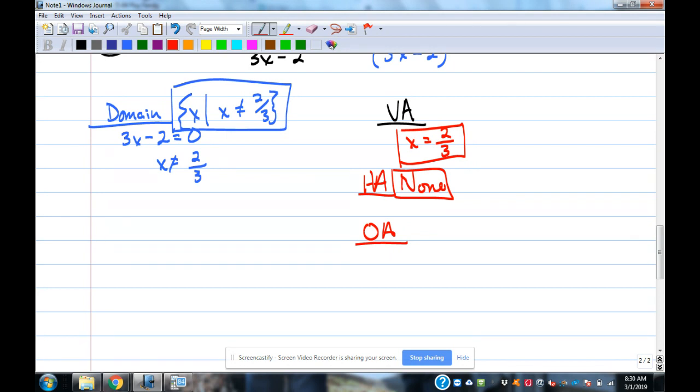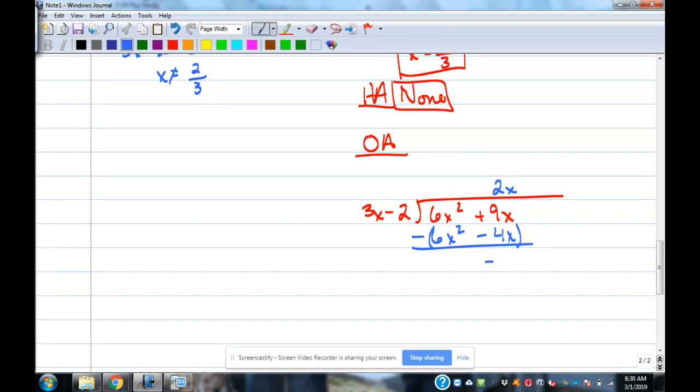Do long division. Technically, I could do synthetic with this one, but I'd be doing synthetic with a fraction, and I think long division makes it just as doable. So I'm going to take 3x minus 2 and divide it into 6x squared plus 9x. What times 3x would give me 6x squared? 2x. And then minus 4x. Subtract. That'd be positive 13x there.